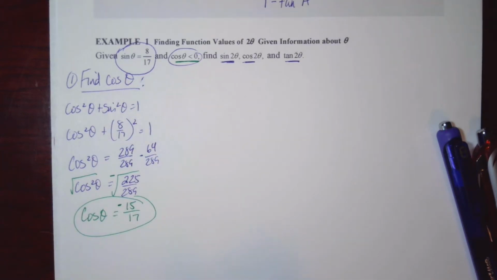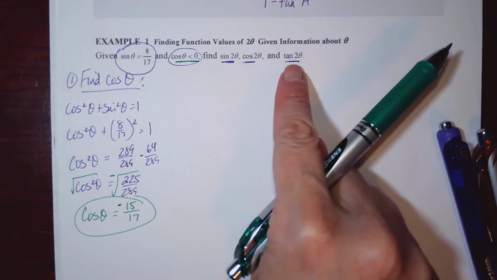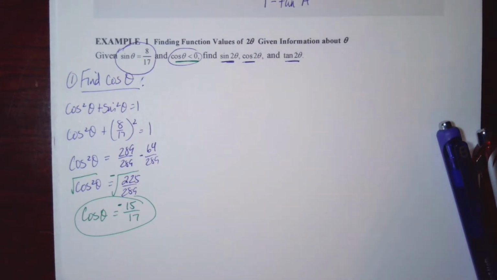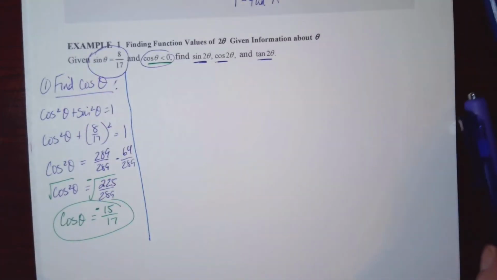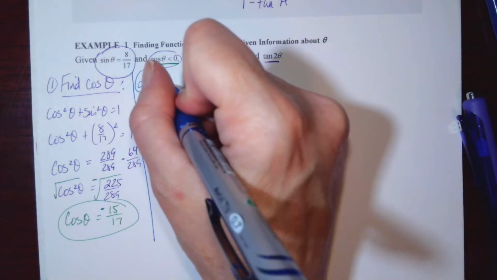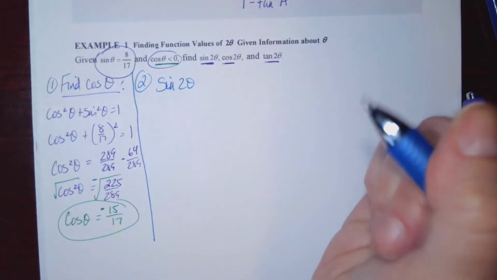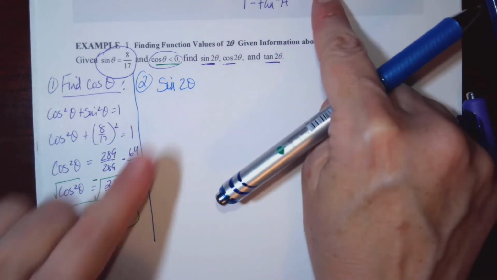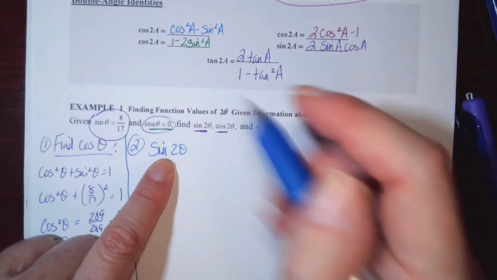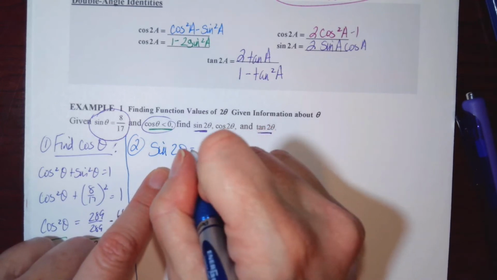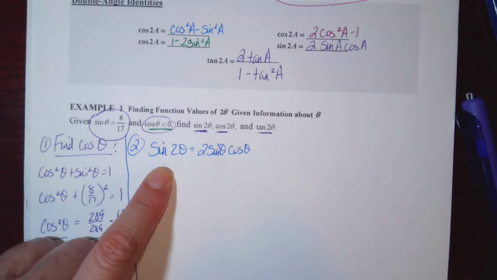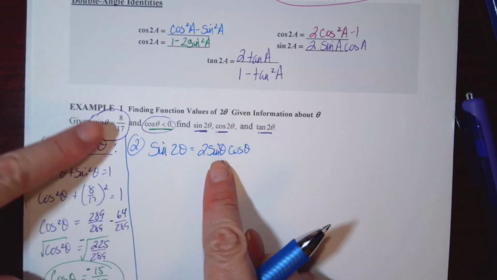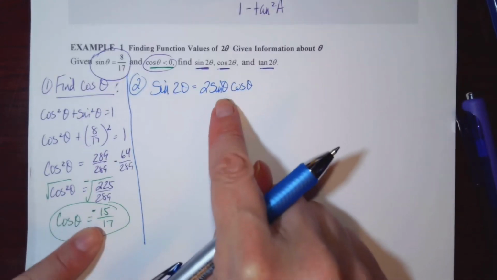And now I can use my identities to find the values I'm asked for. So this was my starting place. This is not an answer that I was asked for, but now I can find these answers. Okay, next I'm going to move into solving my problem. I'm going to solve sine of 2 theta, the double angle, and I only have one option for a double angle sine identity. So I'm going to have to use 2 sine theta cosine theta.